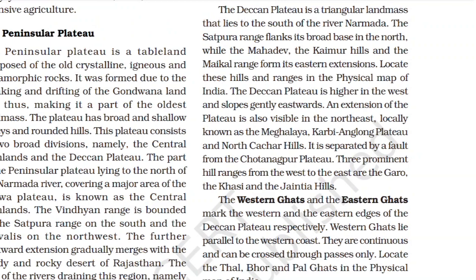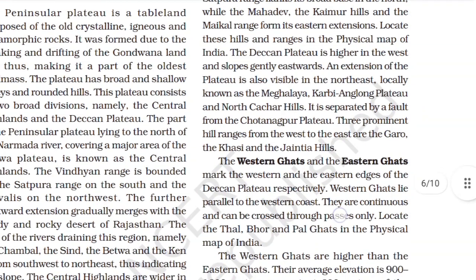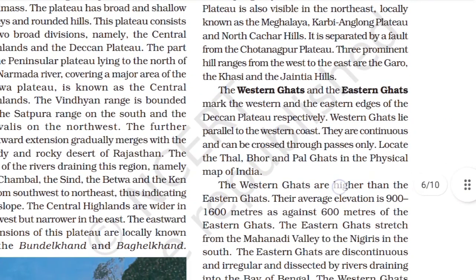The part of the peninsular plateau lying to the north of the Narmada Valley, covering a major area of the Malwa Plateau, is called the Central Highlands. The Vindhya Range is bounded by the Satpura Range on the south and the Aravalli in the northwest. The further westward extension gradually merges with the sandy and rocky deserts of Rajasthan. The flow of rivers draining the region, namely the Chambal, the Sind, the Betwa, the Ken, is from the southwest to the northeast, thus indicating the slope.